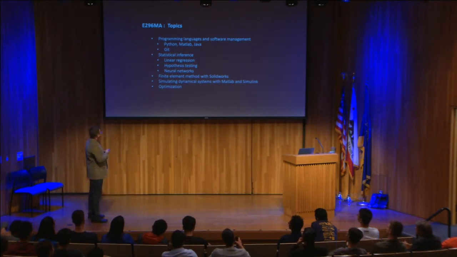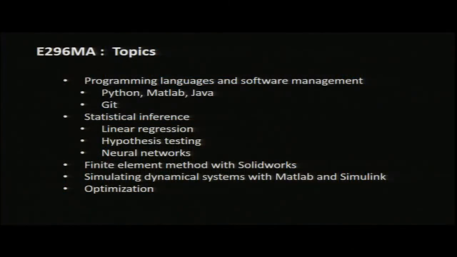We'll also talk about Git, which is the standard tool for version control, another very important topic. We'll talk about the problems of statistical inference. And in that category, we'll talk about things like linear regression, hypothesis testing, neural networks. We'll have, say, homeworks where you're given a data set and you're told how to train a network to analyze that data set, that sort of thing.